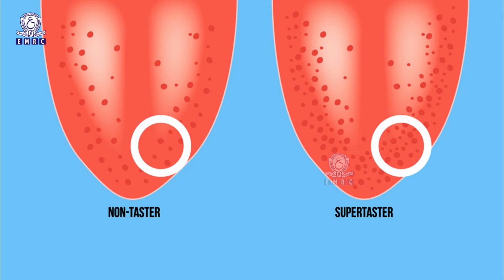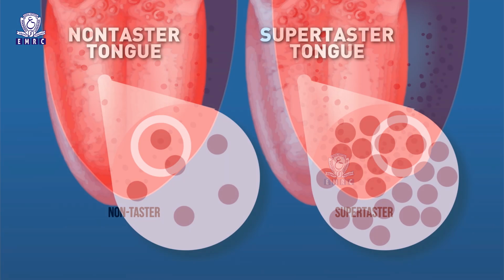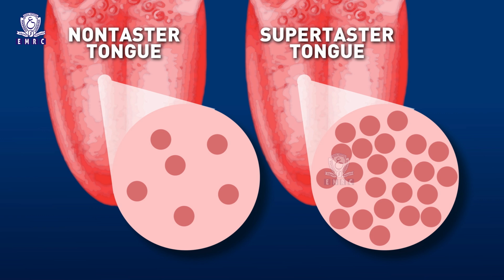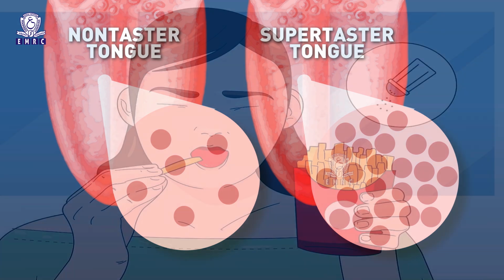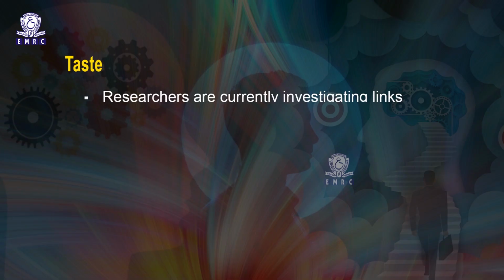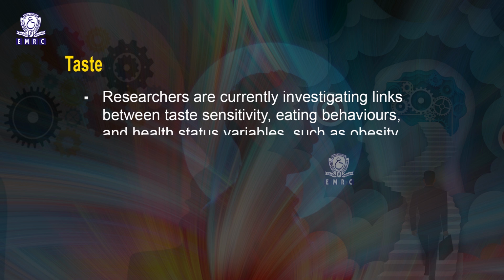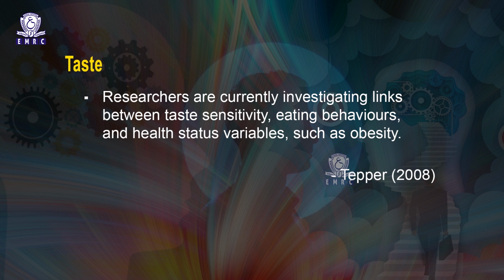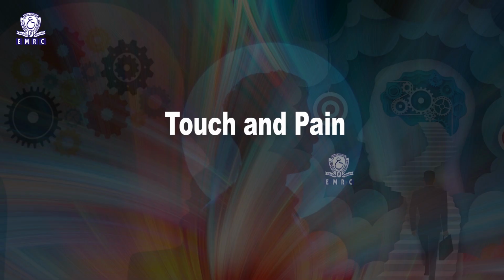Non-tasters are unable to taste certain sweet and bitter compounds, but they do taste most other substances, albeit with less sensitivity. Super tasters taste these sweet and bitter compounds with far stronger intensity than other people. Researchers are currently investigating links between taste sensitivity, eating behavior and health status variables such as obesity (Tepper, 2008). So, researchers know that taste sensitivity is linked to food preferences, but not how these preferences may be connected to nutritional status.